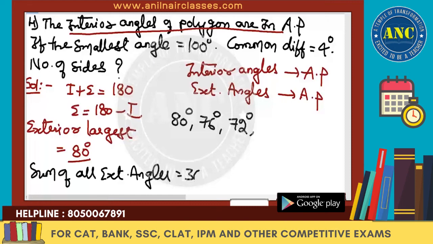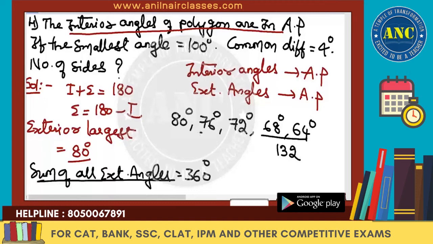It is nothing but 360 degrees. Stop exactly at 360. It is 68 and it is 64. 80, 76, 72, 68, 64. 60 plus 60, 120 plus 12, 132. This is nothing but 148. This is nothing but 80. 280 plus 80, 360. Yes, the sum is 360.